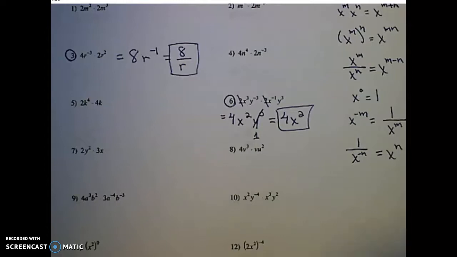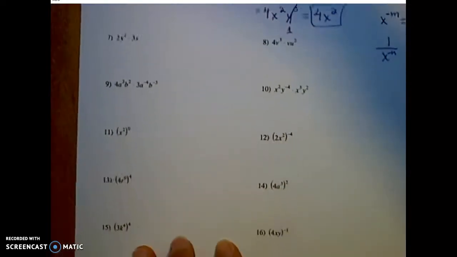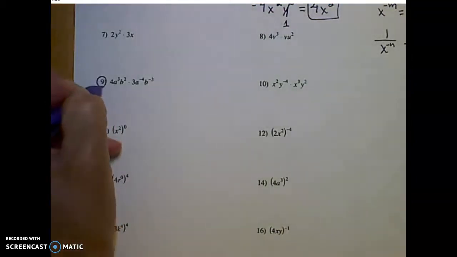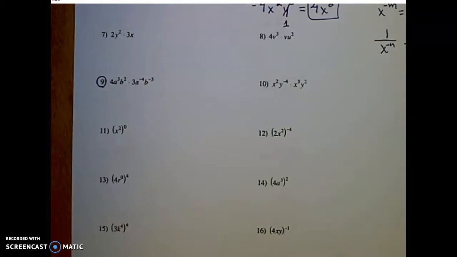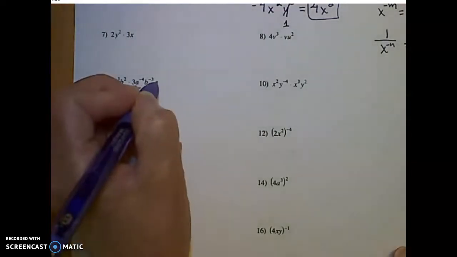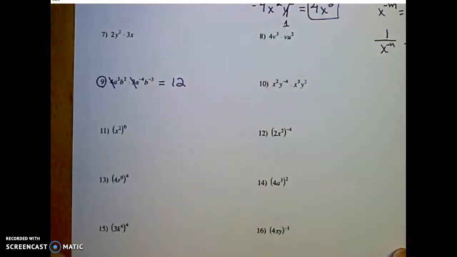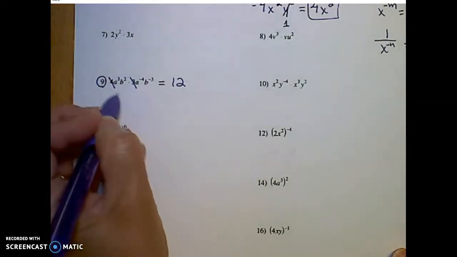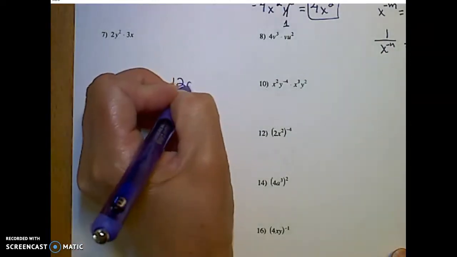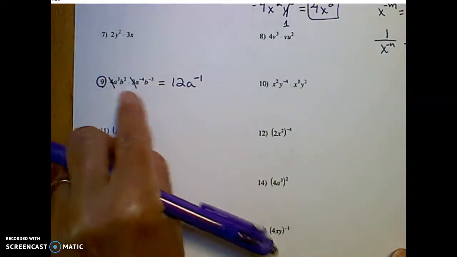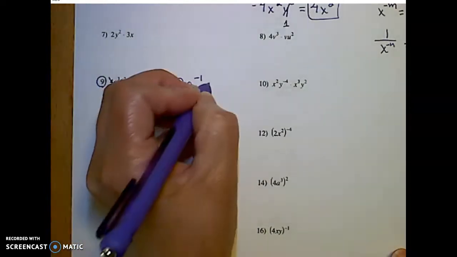I'm just trying to pick some things that are either tricky or just a little sampling of some properties. I'm going to try number 9. It's a good idea to pause if you want and try number 9 on your own and just see if you make any mistakes. Alrighty, I'm going to multiply those coefficients. 4 times 3, which is 12. I'm going to add the exponents on the a, so that becomes a to the negative 1. When I add the exponents on those b terms, b to the negative 1.